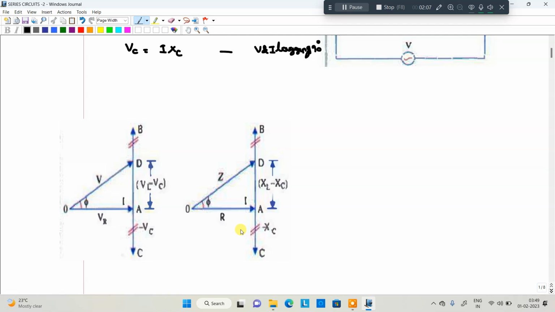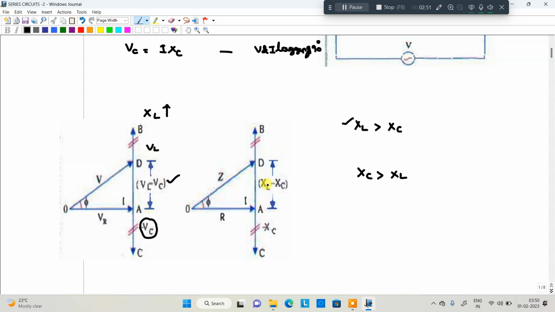How exactly will the phasor diagrams be? We have two possible cases. The first case is XL greater than XC. The second case is XC greater than XL. For these two cases we have two phasor diagrams. For example, when the XL value is more, look here. This is the voltage VC across the capacitor, and this is the voltage across the inductor. Whenever XL is more, once we subtract, XL minus XC, the quantity is positive.